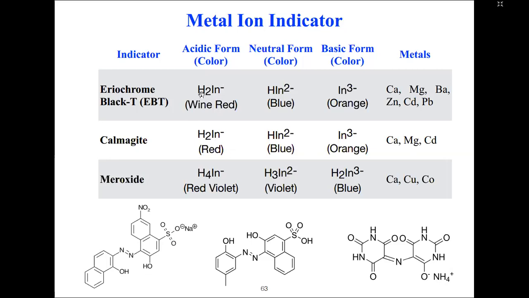Okay, and it has two hydrogen, H2. You can see there are several hydrogens, but these hydrogens are the OH group hydrogens. So there are two OH groups, which means there are two hydrogens. So in acidic form, there are two hydrogens attached. The charge on the indicator is a negative charge, and it is represented by IN. And the color of that EBT in acidic form is wine red.